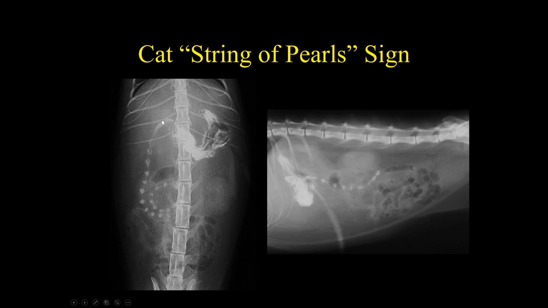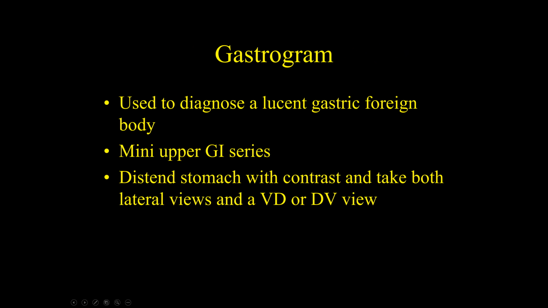So cats get this string of pearl sign. Don't let that confuse you. A pathology, if you shot an x-ray immediately after this, it's going to be normal, okay? A gastrogram, you'll never do one, so we don't need to spend any time on it. It's a mini upper GI series where you fill the stomach up with barium and you evaluate the stomach, but you don't follow it over time, okay? Again, you will never do one.